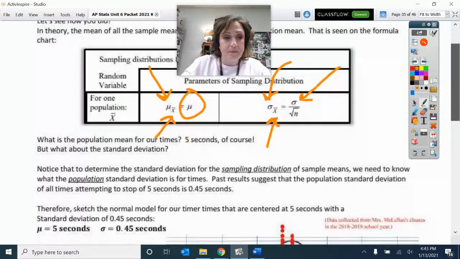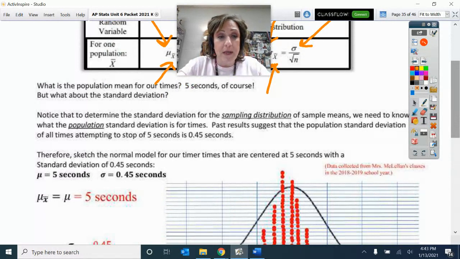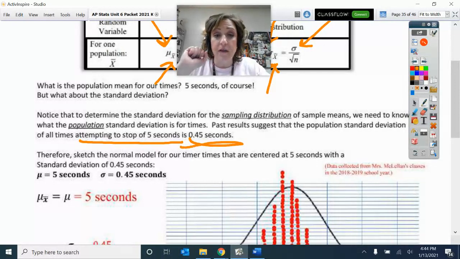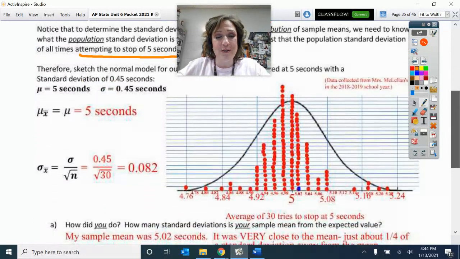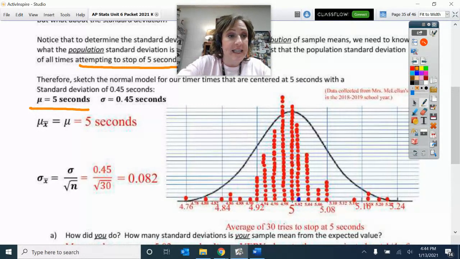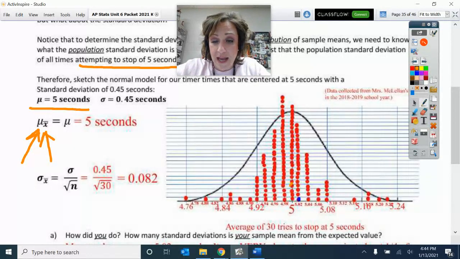So look here. I have past results, and past results suggest that we have a population mean of 5 seconds and a population standard deviation of 0.45 seconds. So let's see what our distribution should look like. Here we go. All right, so if the population is centered at 5 seconds, then the center of all of our X bars, all of our samples, should be at 5 seconds. And that's why I have that here on this chart right there at 5 seconds.